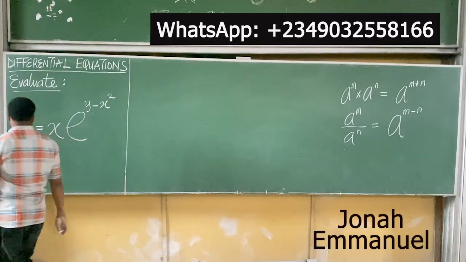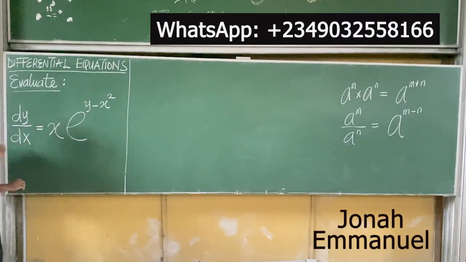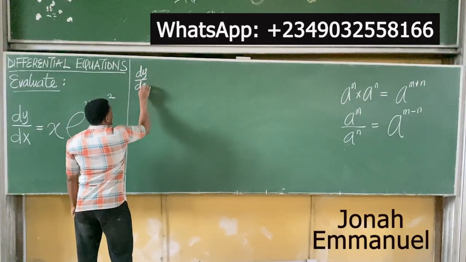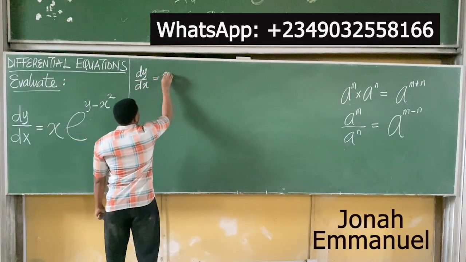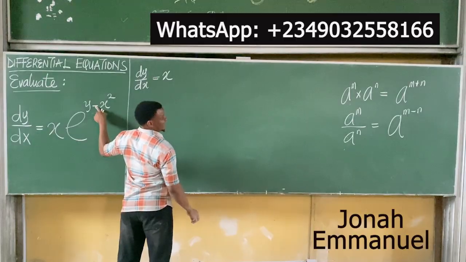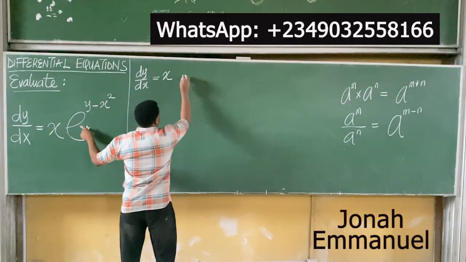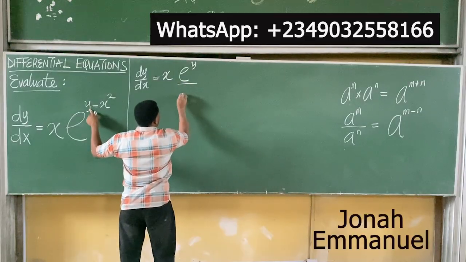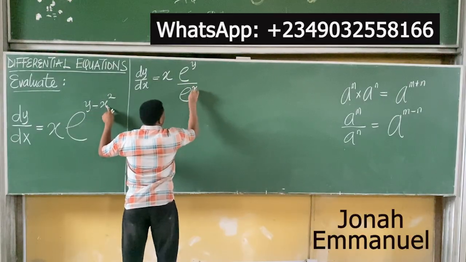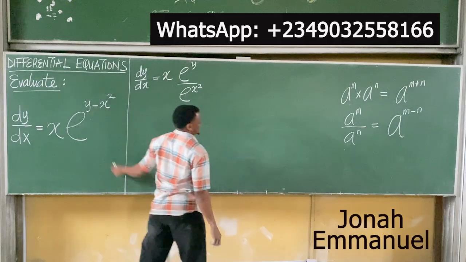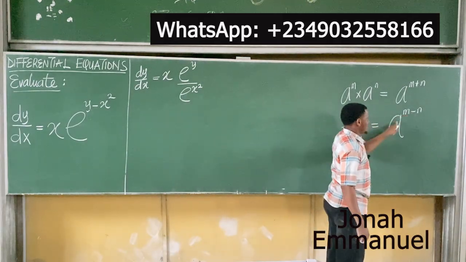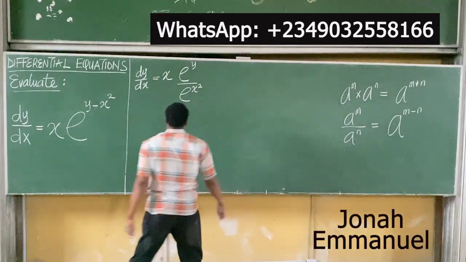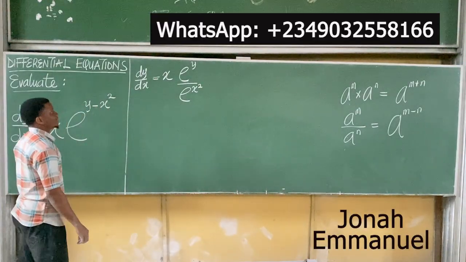What does this mean? This means that this question can still be written as dy/dx is equal to exponential of the first term y divided by exponential of the second term x squared. Subtraction means they are dividing. The minus means they're dividing. We have exponential of this divided by exponential of this. That's it. Right, so you have this. At this juncture, it's beginning to look good.